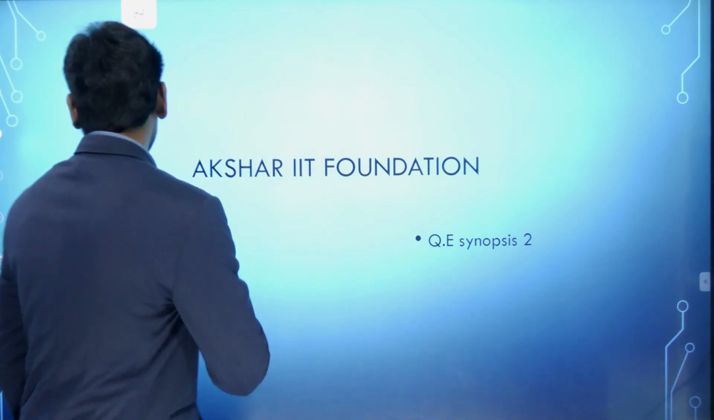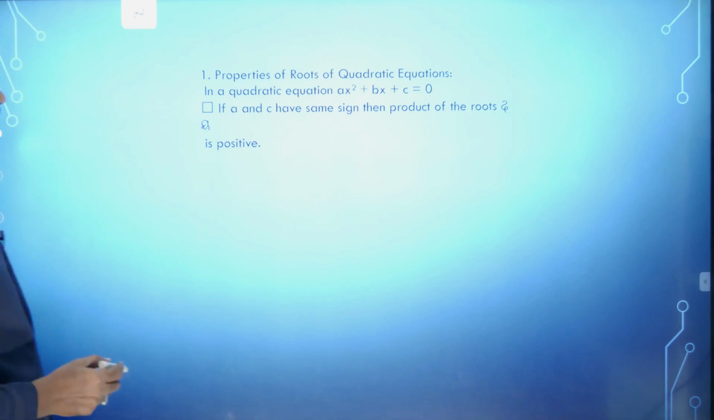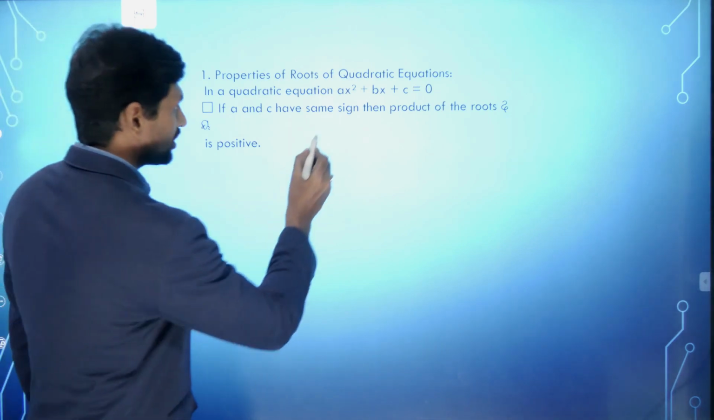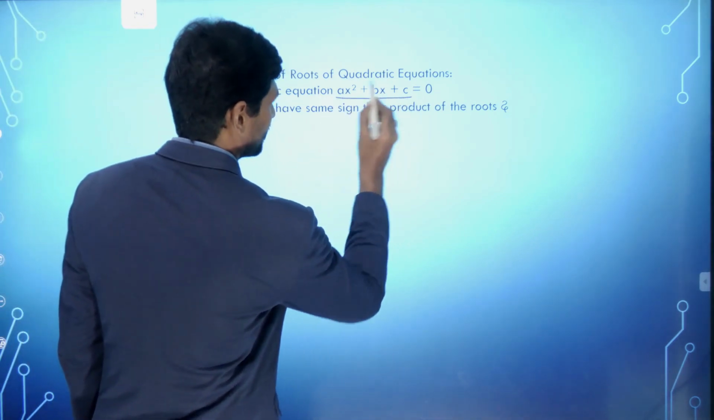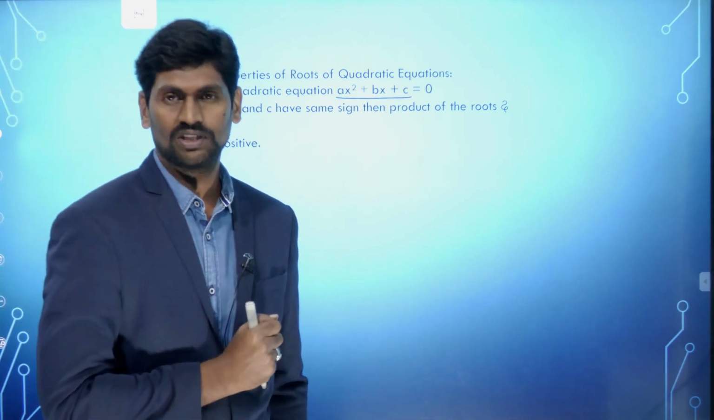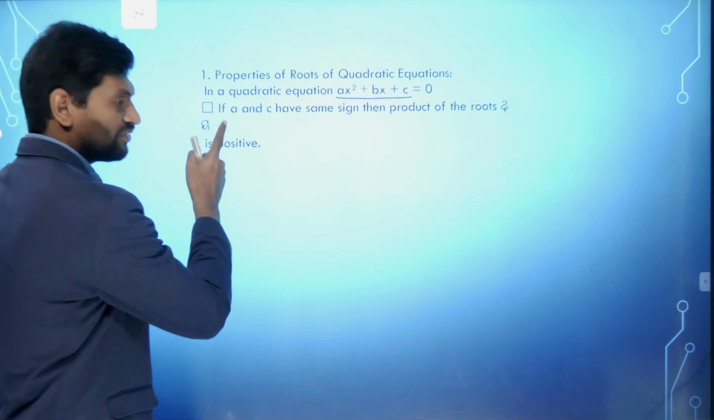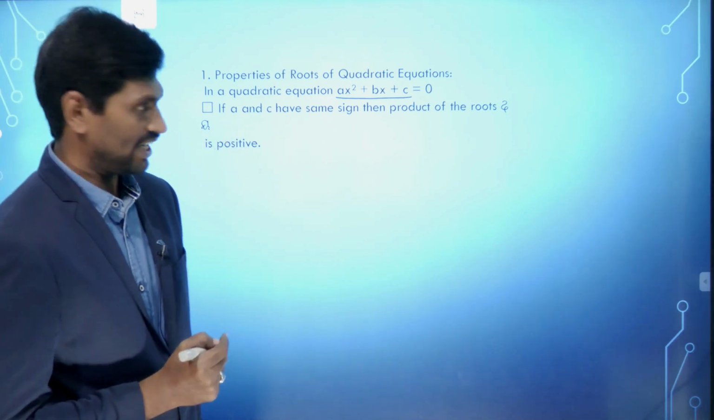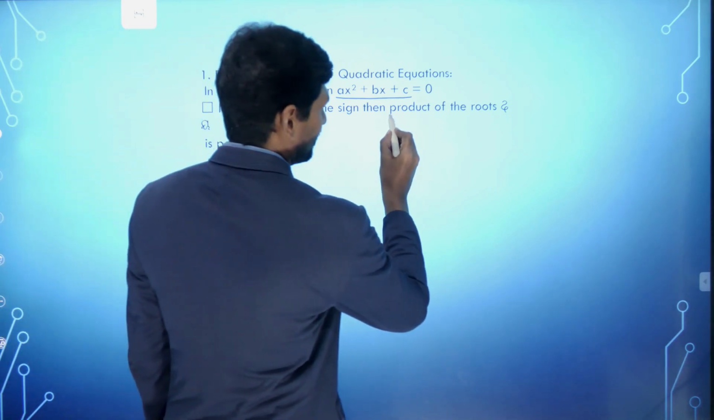So we have already discussed some points regarding quadratic equations, nothing but the properties of a quadratic equation. What are they? See this one. If a quadratic equation is in the form of ax square plus bx plus c equals to 0, nothing but its general form. Am I right?